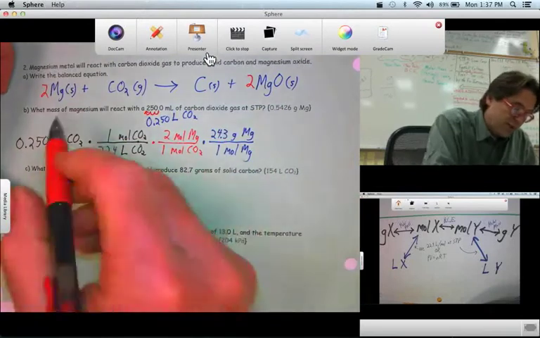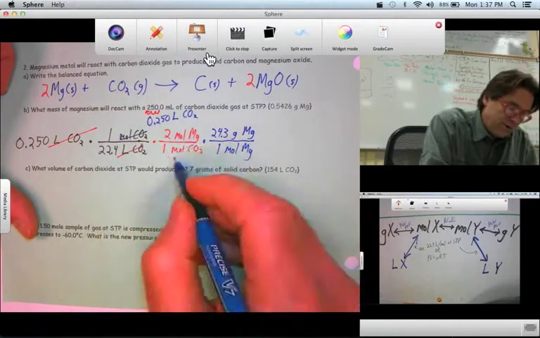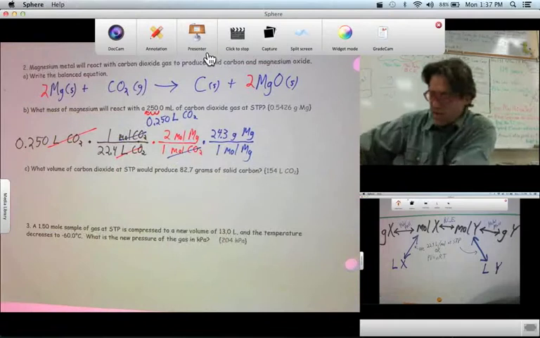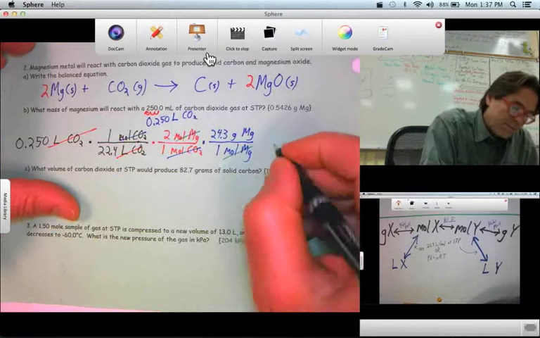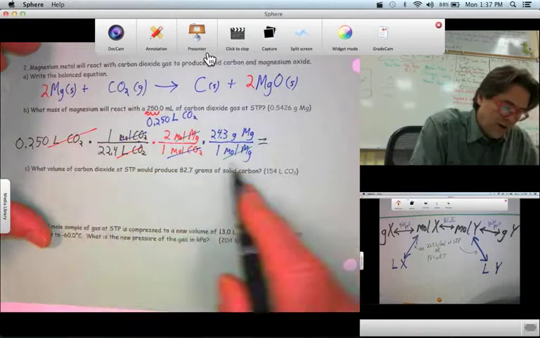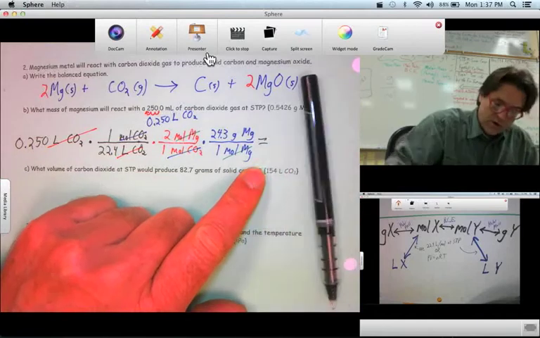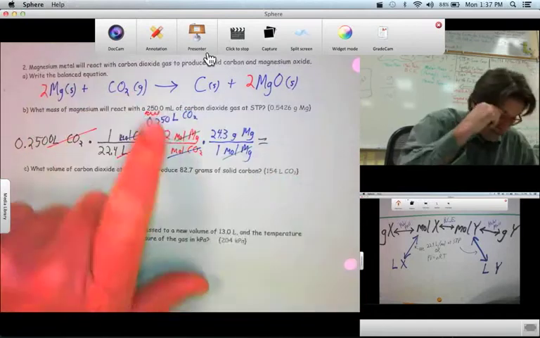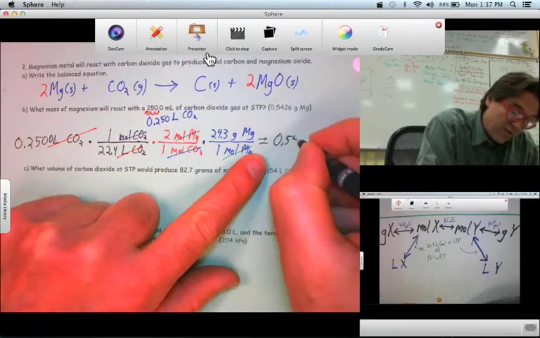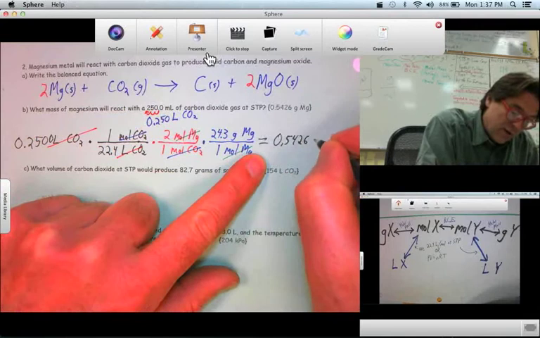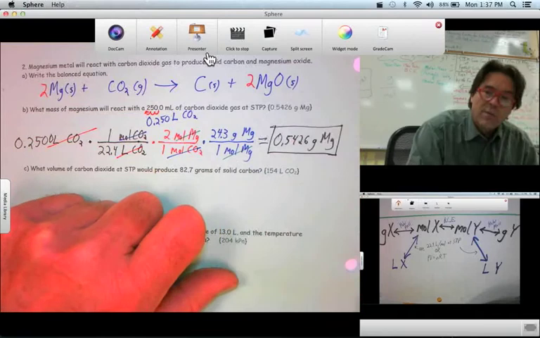So let's cancel units. Liters cancels liters, and moles of CO2 cancels moles of CO2, and moles of magnesium cancels moles of magnesium, and we get our answer, which to proper sig figs, which is actually 4. Actually, I left out one of the zeros there. This will turn out to be 0.5426 grams of magnesium, and that answers our gas law stoichiometry question.